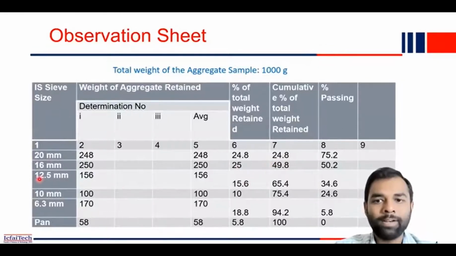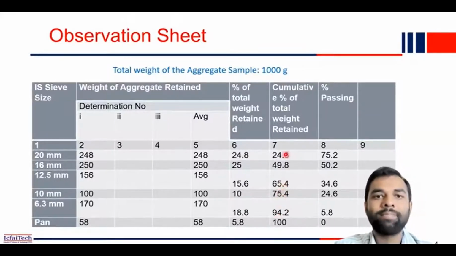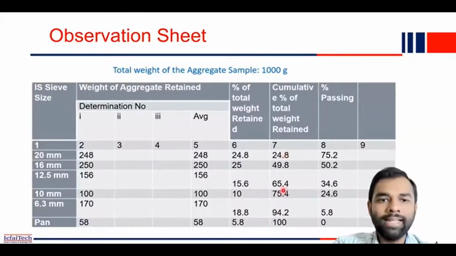Similarly, for the 12.5 mm sieve, the total cumulative retained will be 49.8 plus 15.6, the total comes out to be 65.4. So like that we have to find out the cumulative. The next one will be 65.4 plus 10, which is nothing but 75.4. So like that we have to find out how much is cumulatively retained in each sieve. So at the last, basically all are retained, right? This is 100%.